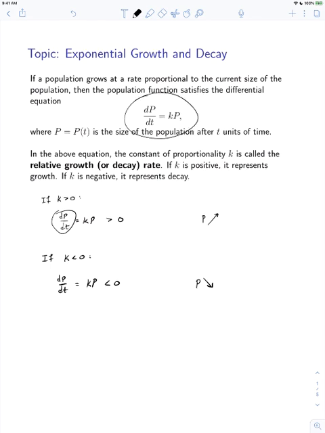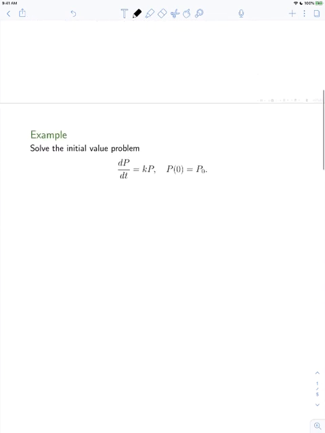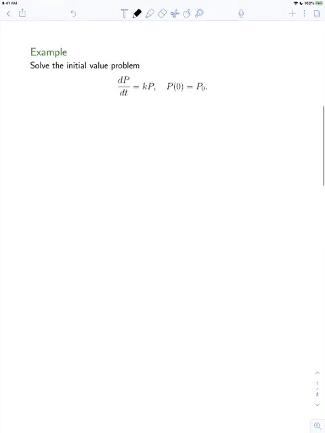This differential equation is one that we know how to solve. It is actually a separable differential equation. Let's go ahead and solve it now. Here we have it written as an example, phrased as an initial value problem. The differential equation is dP/dt equals kP, and here we have our initial condition, P(0) = P0. That is, P(0) is the population after 0 time has passed, so P0 is the initial population size.